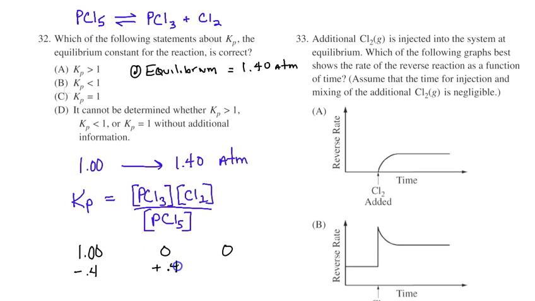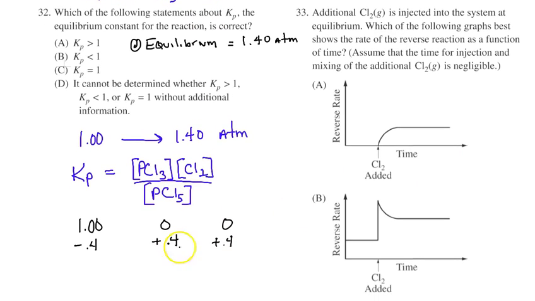I'm just showing you how this can swing in ways that you may not have thought. Plus 0.4 for these guys right here. So what do I have? Well, I have 0.6 left, and then positive 0.4 and positive 0.4, and that's one way to think about how we get the 1.4.